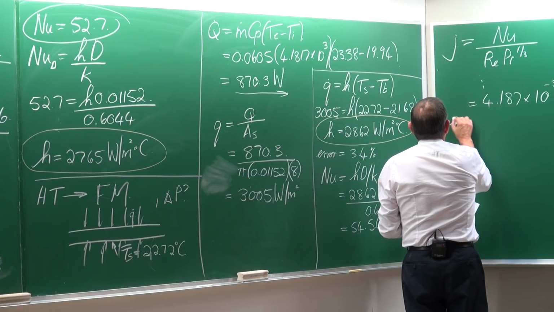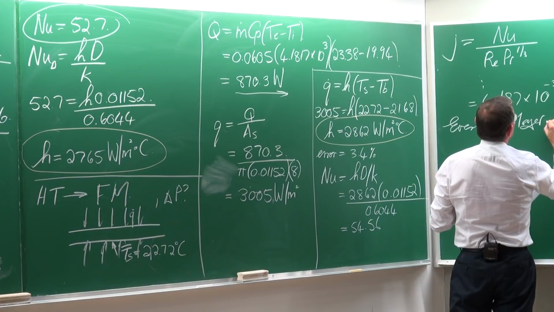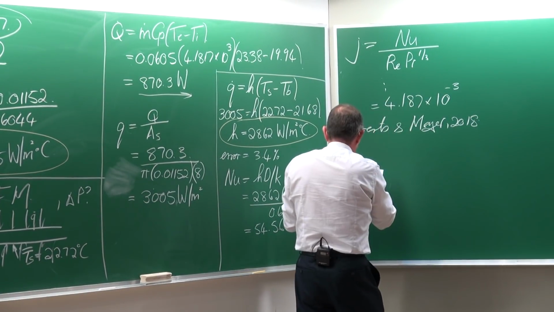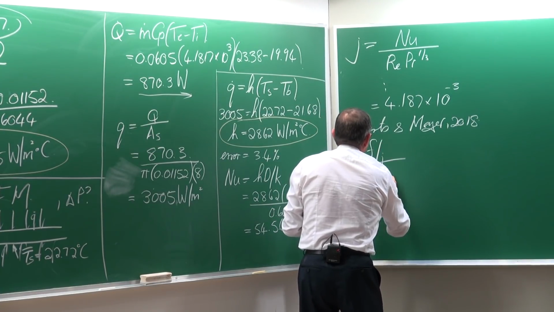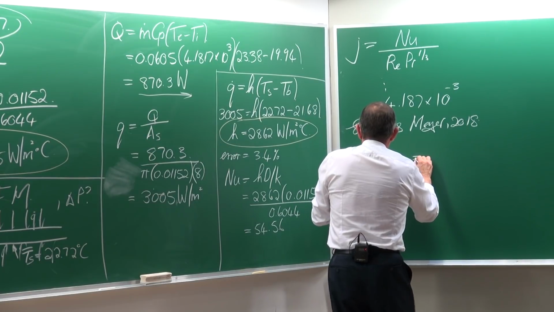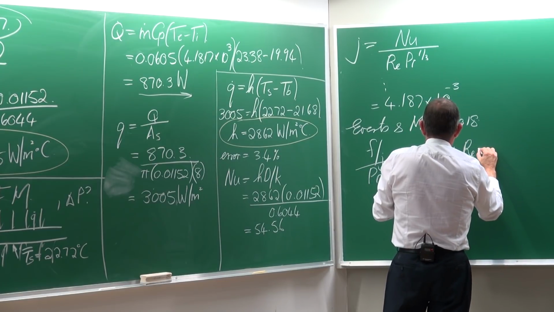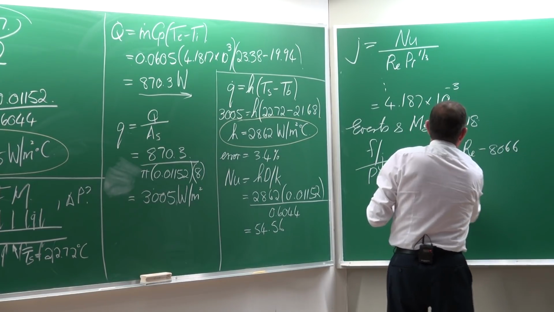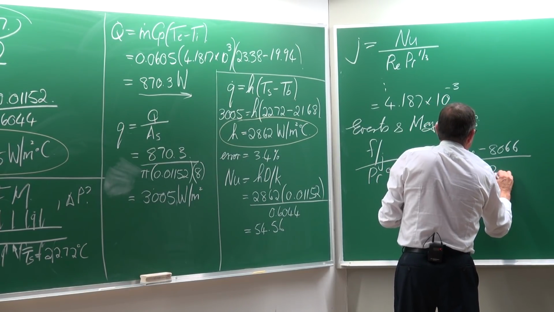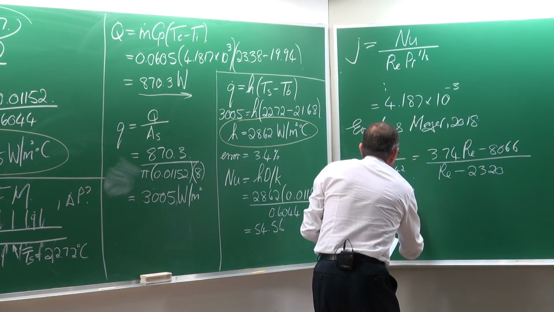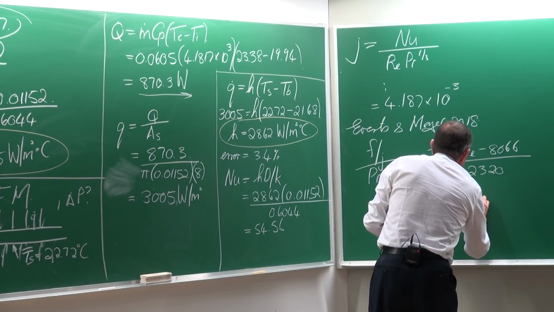Okay. Then you can go back to the Everts and Meyer equation of 2018. F divided by J divided by the Prandtl to the 0.42 is equal to 3.74 multiplied by Reynolds minus 8066 divided by Reynolds minus 2320. And from this you can go and get the friction factor as 0.0358.